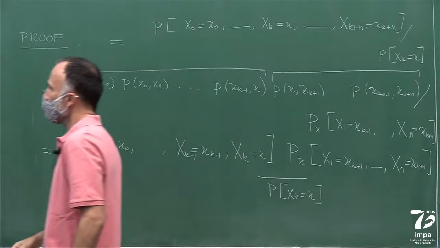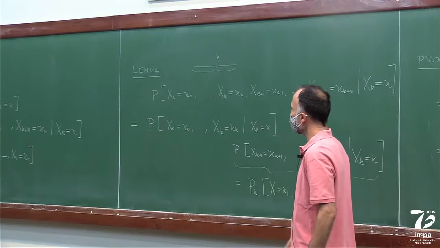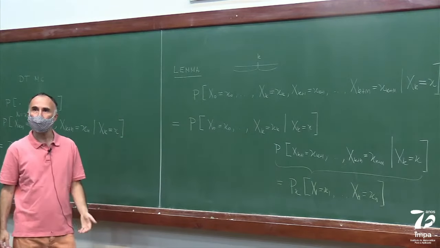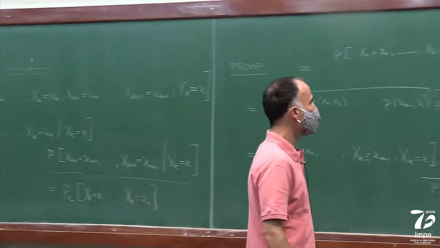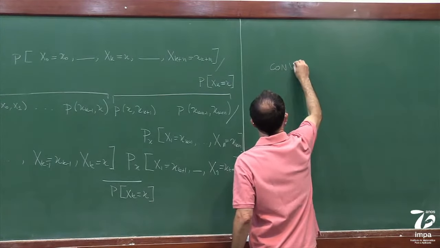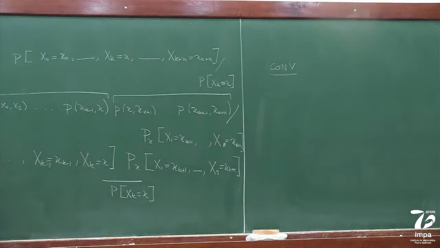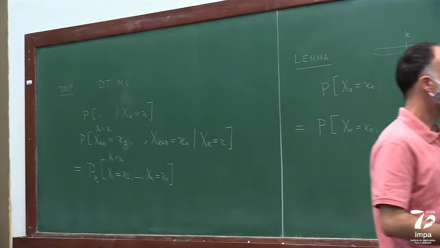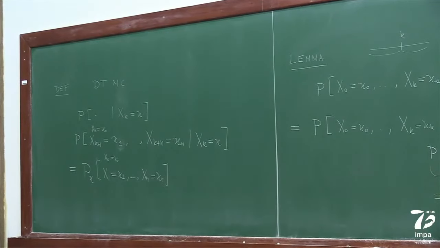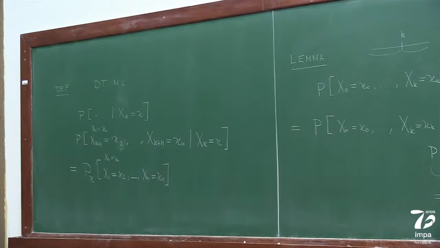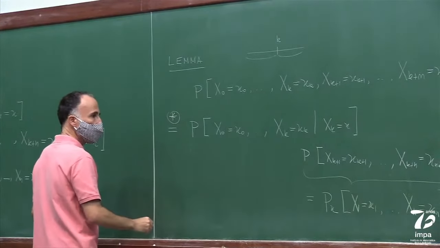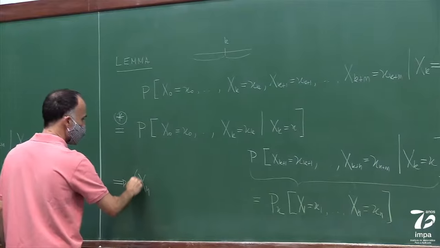But actually, what we proved is that if we have a Markov chain, then the past and the future are conditionally independent given the present. Well, actually, the converse is also true. So if we have this identity for all k and all sequences, then we can prove that the Markov property holds. So what I have to show, is it clear what I want to prove? I want to prove that if this identity holds, then the process Xn is a Markov chain.